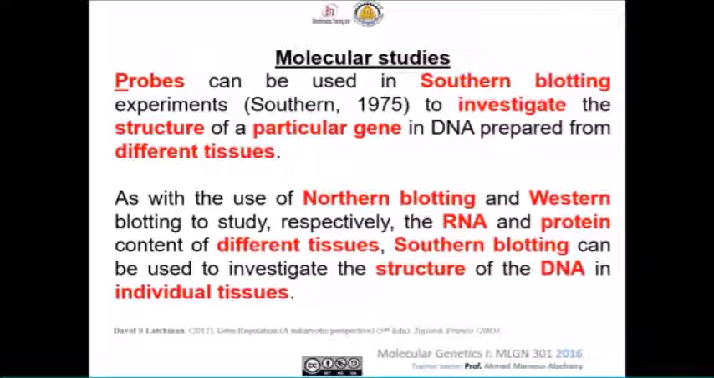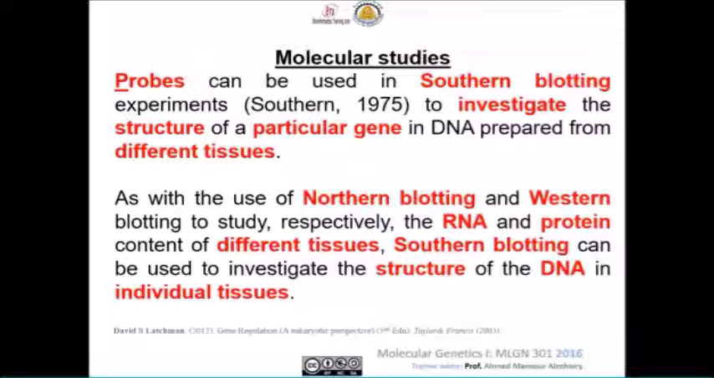Now we'll talk about the third level of study, which is molecular studies. In this case, gene probes can be used, for example in a Southern blotting experiment, to investigate the structure of a particular gene in DNA prepared from different tissues. As with the use of Northern and Western blotting to study RNA and protein respectively, Southern blotting can be used to investigate the structure of DNA in individual tissue.